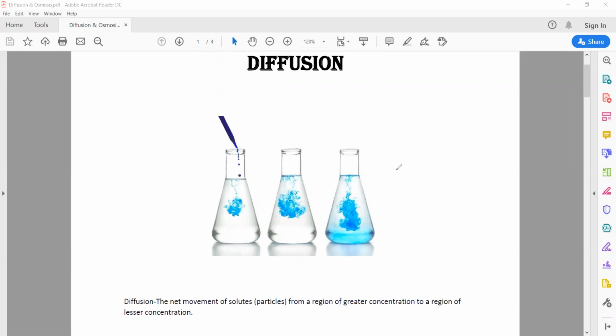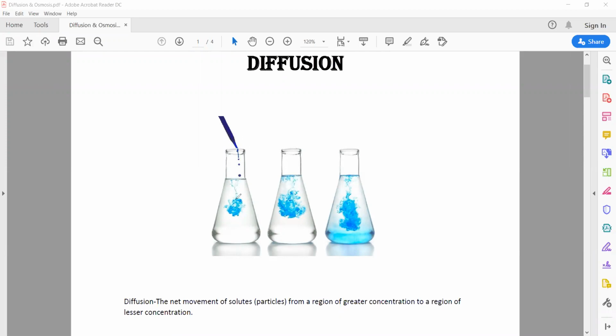Okay, we're going to be discussing diffusion and osmosis. So diffusion is the net movement of solutes or particles from a region of greater concentration to a region of lesser concentration. So here in these flasks, you will see that we have green food coloring that we're dropping in.